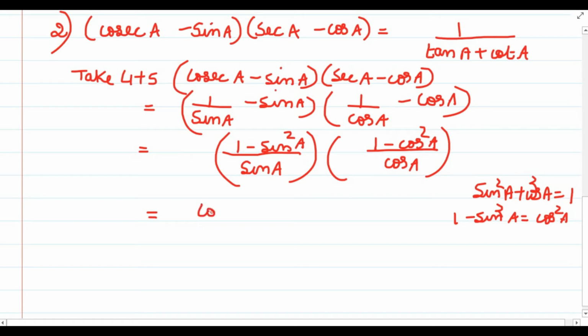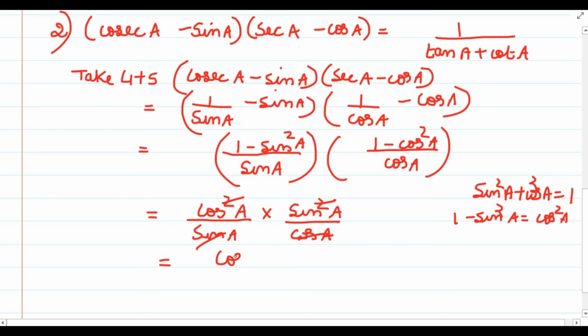So I can write numerator as cos square A divided by sine A into, same way 1 minus cos square A is sine square A divided by cos A. So 1 sine A will get cancelled, same way 1 cos A will get cancelled. So when you simplify the left side, we finally got cos A into sine A. Let this be equation number 1.